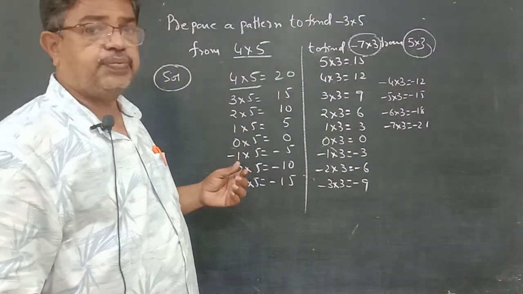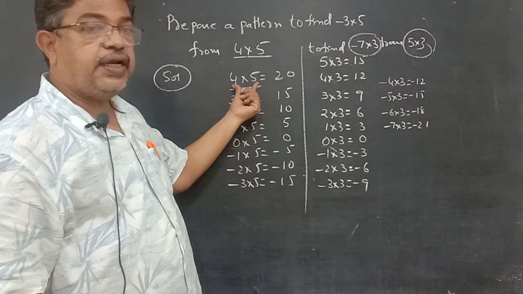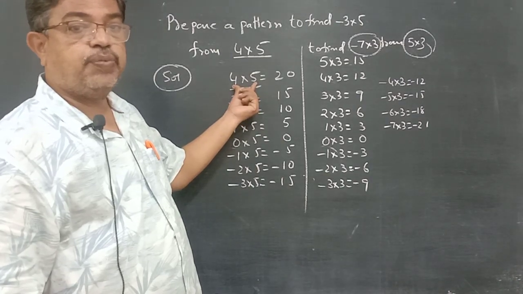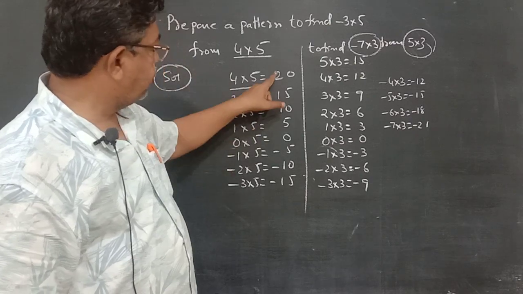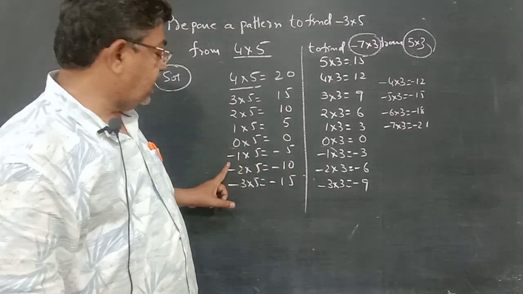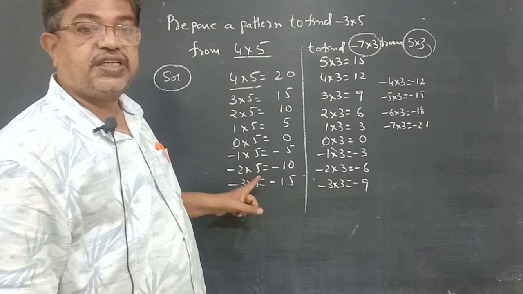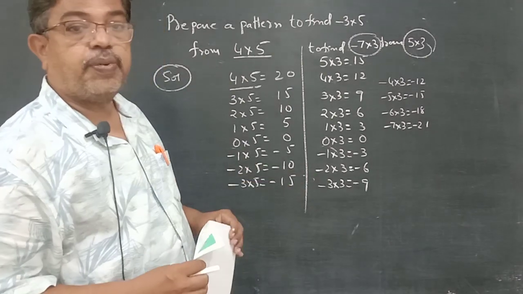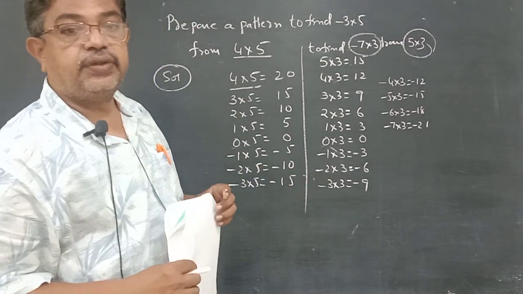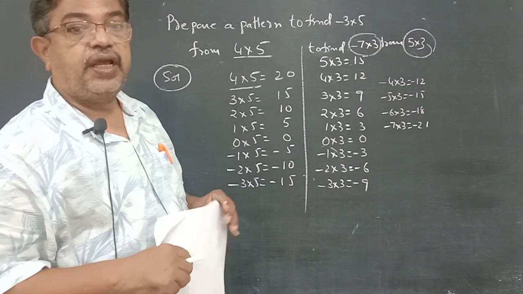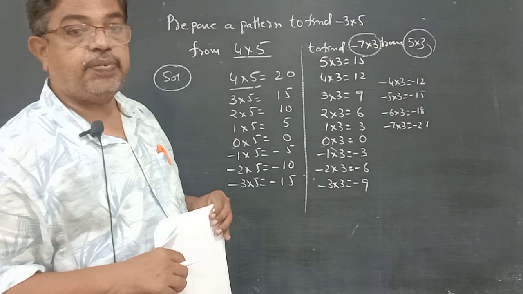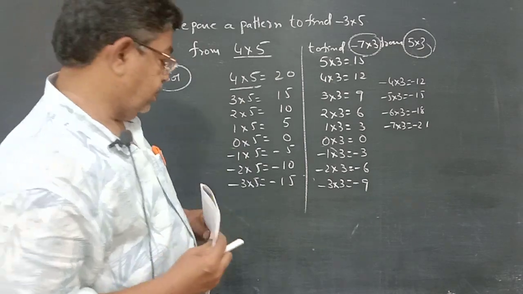And another point you have to observe, when the integers have same sign, here both are positive. If you observe up to here, all are positive, so the product is also positive. From here, one is positive, the other one is negative, therefore you got the product as negative. So if the same sign integers are multiplied, you get positive. If different sign integers are multiplied, you get negative.